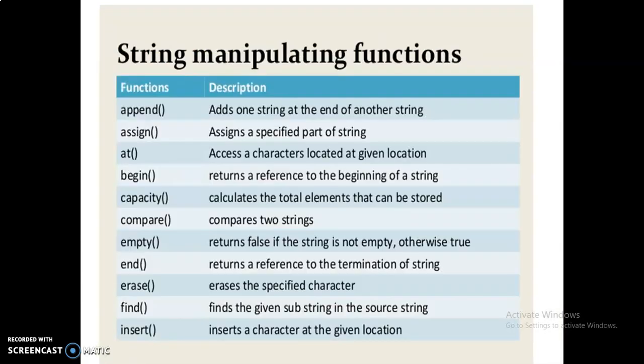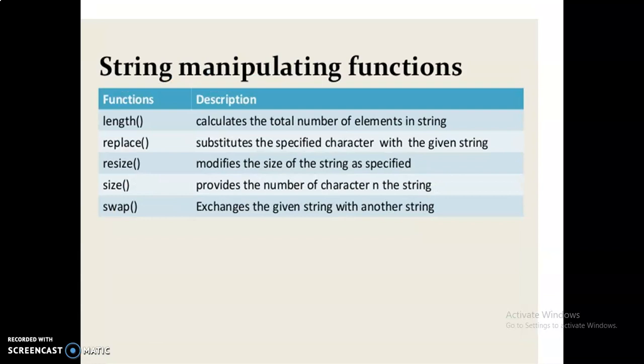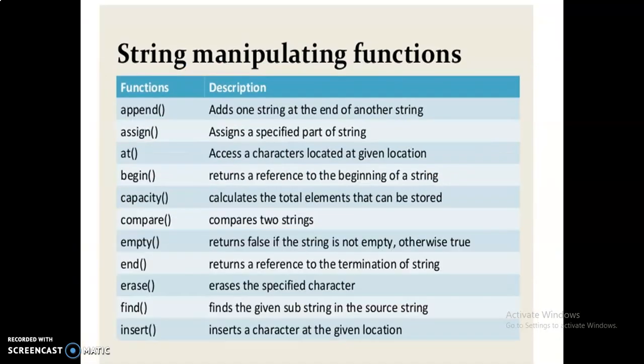So these are all the functions in C++: append, assign, at, begin, capacity, compare, empty, end, erase, find, insert, length, replace, resize, size, and swap. According to the name, you can tell the operations. Append means add one string at the end of another string. Assign means assign a specified part of the string.